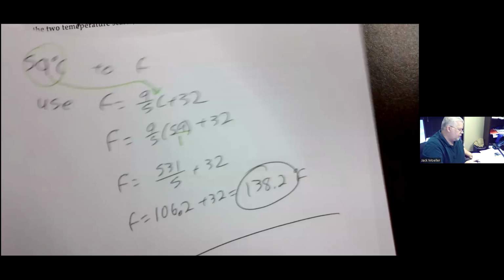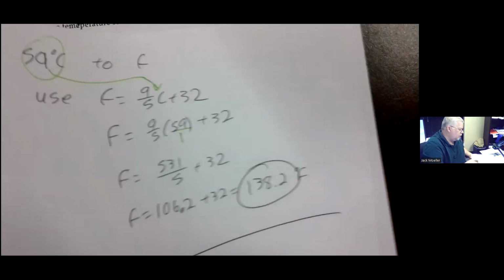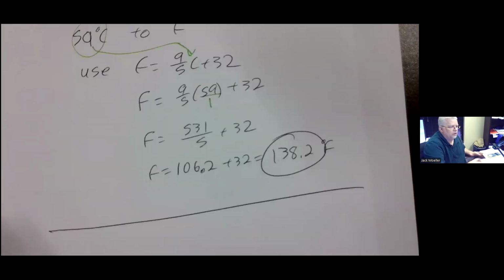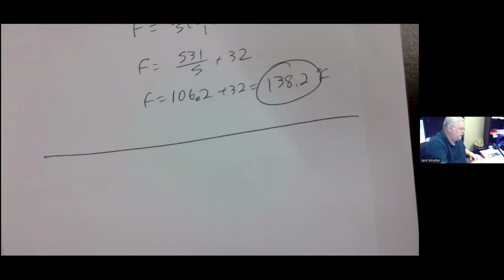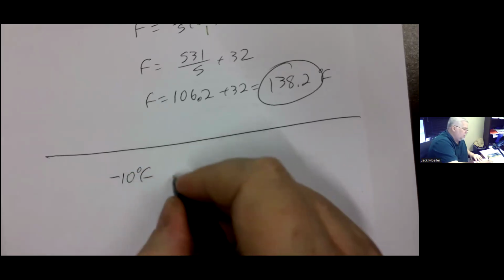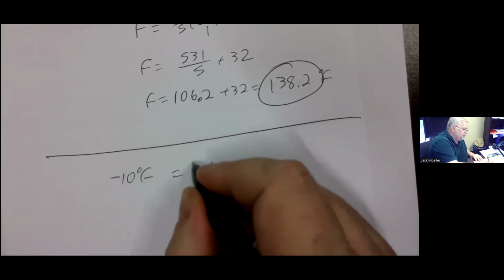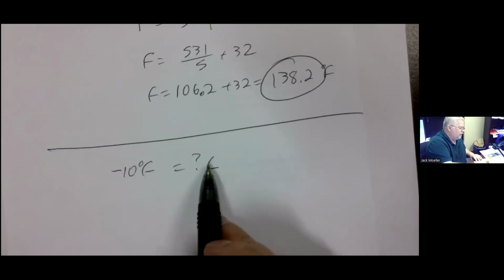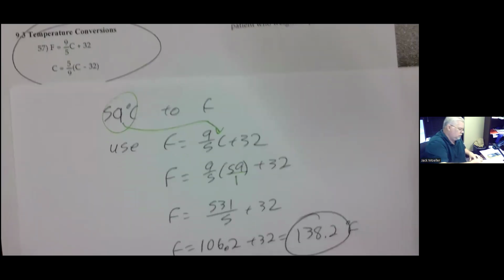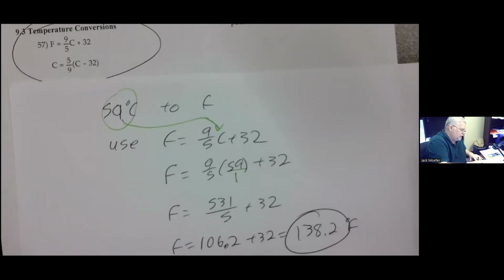Okay, so how about the other one? All right, and we can have some negatives. Like let's say it's really cold outside. Hopefully it doesn't get this cold here, but let's say that we get to like negative 10 degrees Fahrenheit. And we want that in Celsius. Well, we're trying to find Celsius. So now we want the C equals formula. So we want C equals 5/9 parentheses F minus 32.